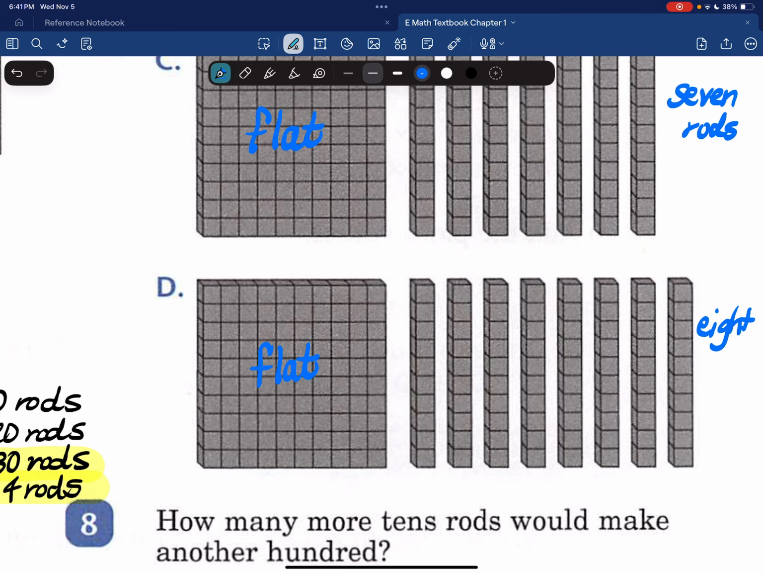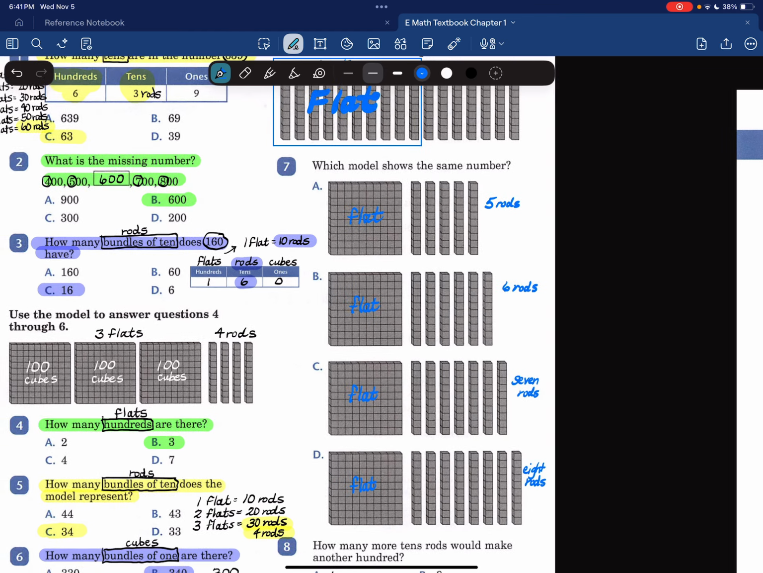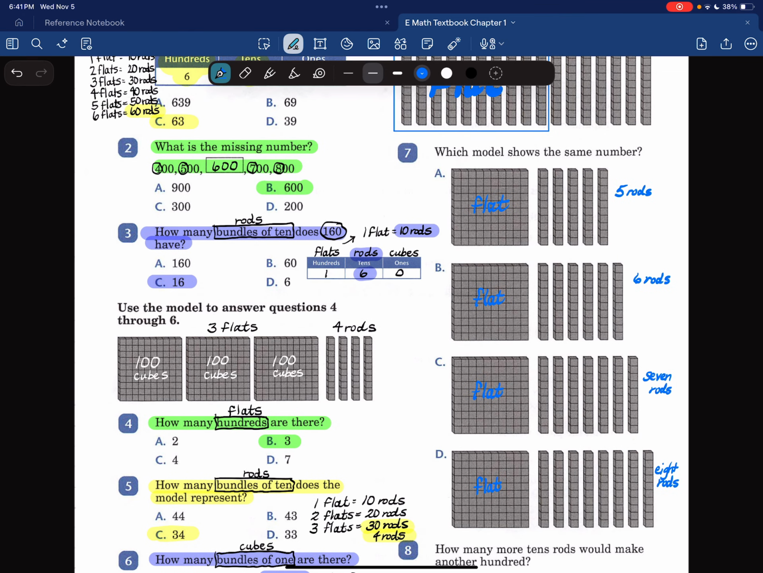So you see how all these answers are close? They're not making it easy for us, but it's okay. We can do this. The question was, I forgot to highlight it, which model shows the same number? So we're looking for an equal number. And that's going to be option C. It's this one right here. Is the same as that picture they gave us to start with.